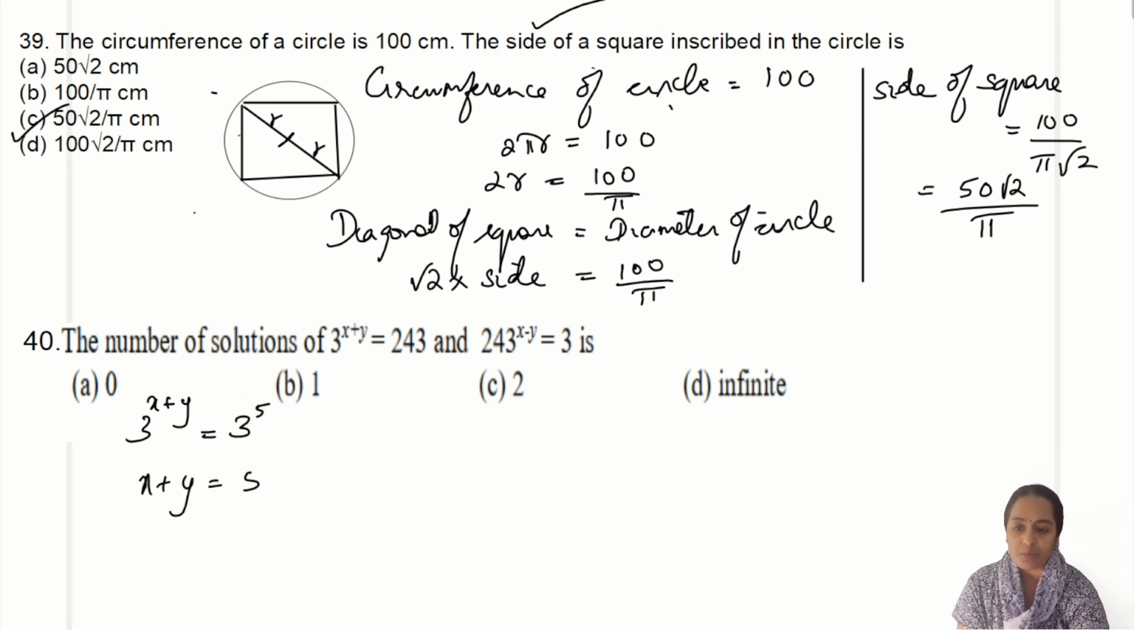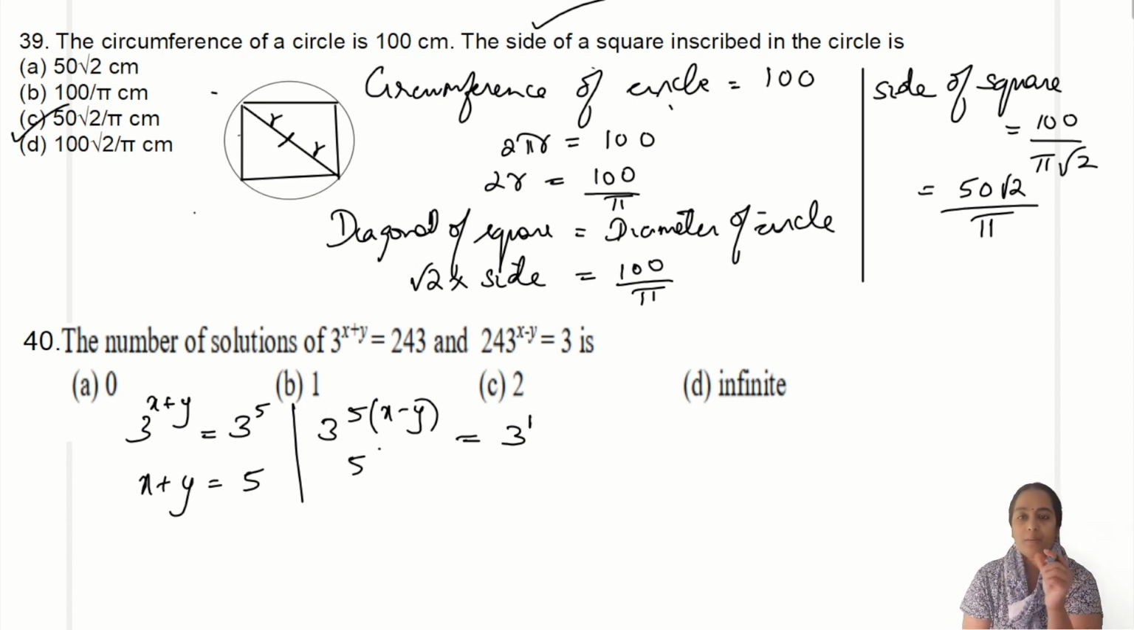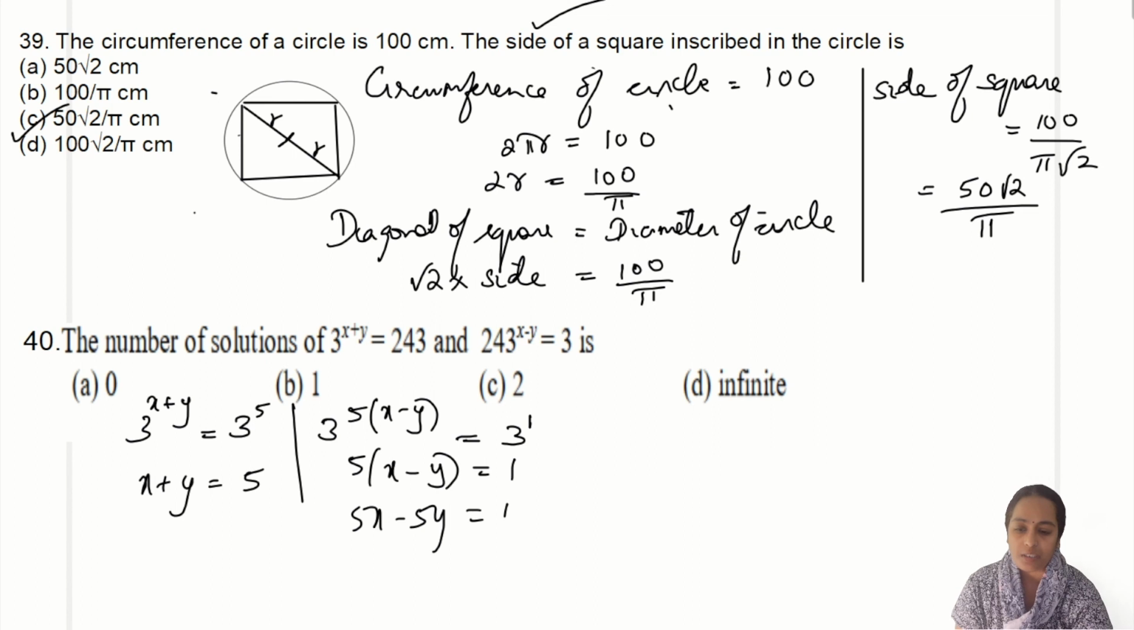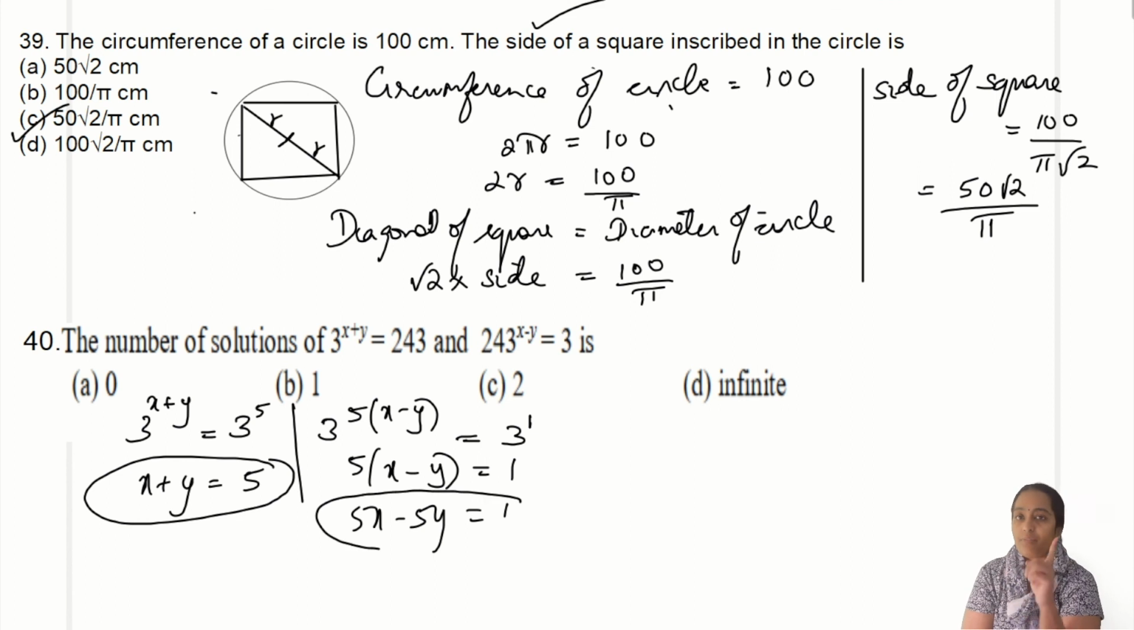And the second equation what I have is 243, again it is 3 power 5, raised to x minus y equals 3. So here also, when the bases are same, you can equate the powers. 3 is nothing but 3 power 1. So it's going to be 5 multiplied with x minus y equals 1, that is, 5x minus 5y equals 1. So I have the two linear equations now. x plus y equals 5, 5x minus 5y equals 1.